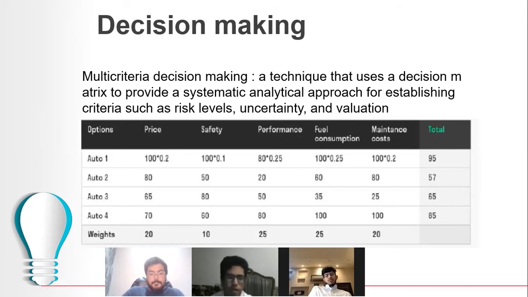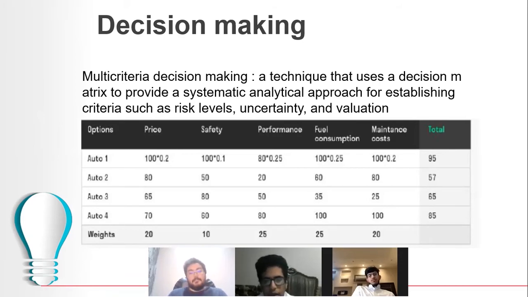We also have decision making. We have the multi-criteria decision making, a technique that uses a decision matrix to provide a systematic analytical approach for establishing criteria such as risk levels, uncertainty, and evaluation. For example, you have here 4 options: O2 1, O2 2, O2 3, O2 4. We have price, safety, performance, fuel composition, and maintenance costs. Down you have the weights.